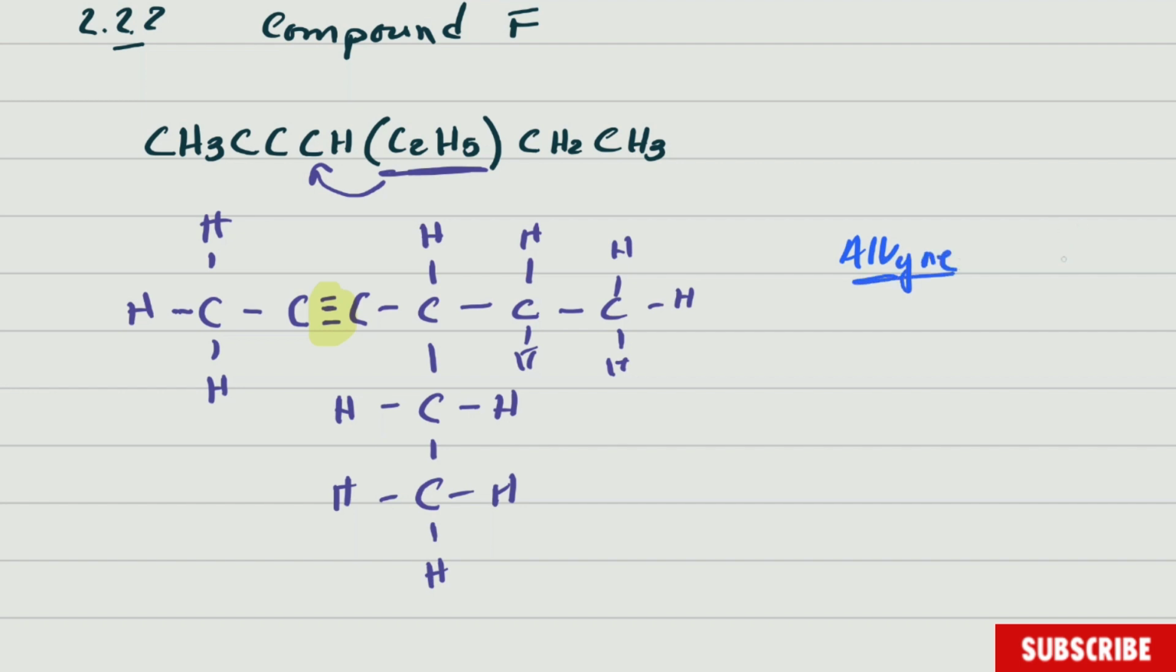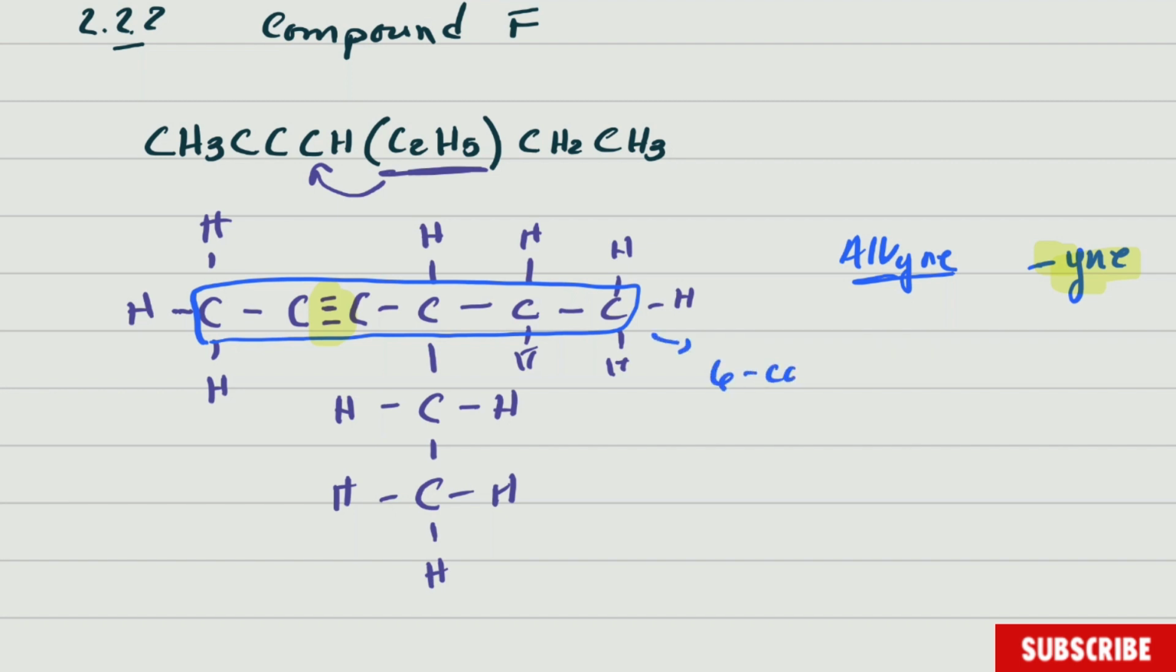And then 4 is going to finish or end in -ine. That is the first part of all. Second part, we're looking for the longest continuous carbon chain that contains the functional group. In this case, we have 2 options. Option 1, when you go all the way straight, that is going to give us 1, 2, 3, 4, 5, and 6 carbons. If we take this one, it is 6 carbons.